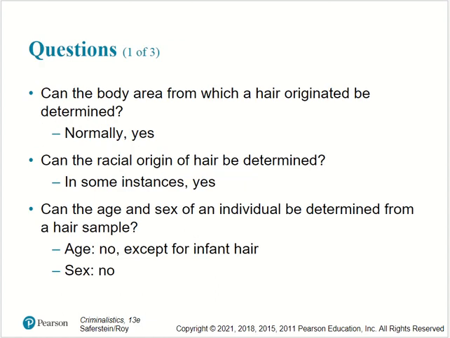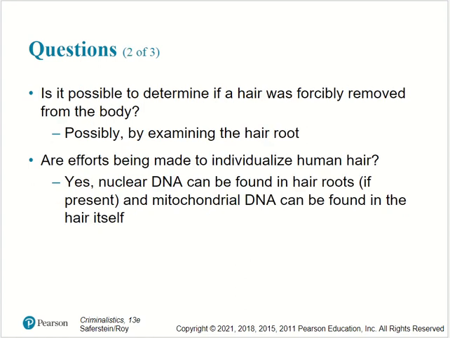Some questions worth asking: Can the body area from which a hair originated be determined? Normally, yes. Can the racial origin of hair be determined? In some instances, yes. Can the age and sex of an individual be determined from a hair sample? In regards to age, no, unless it's infant hair. And for sex, no. Is it possible to determine if a hair was forcibly removed from the body? Possibly, by examining the hair roots.